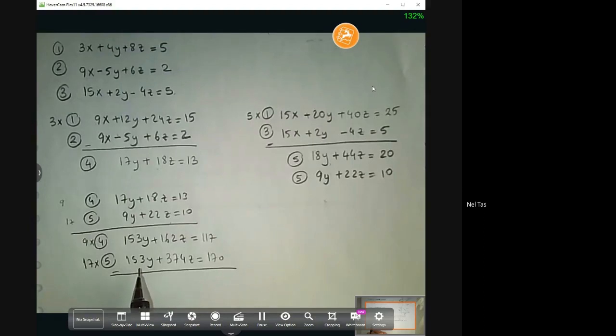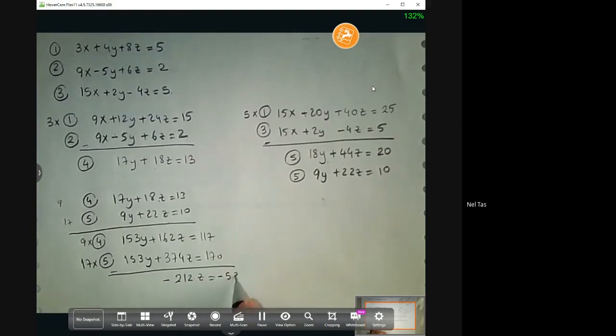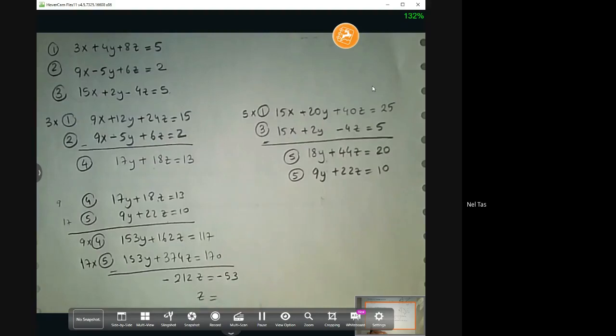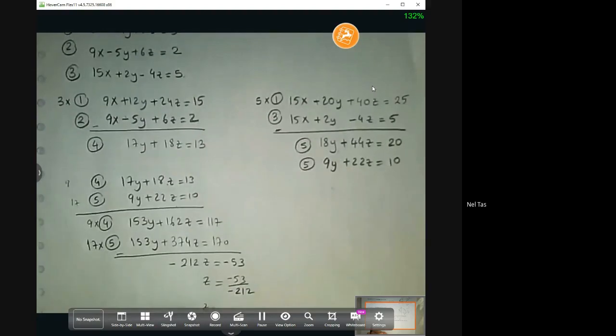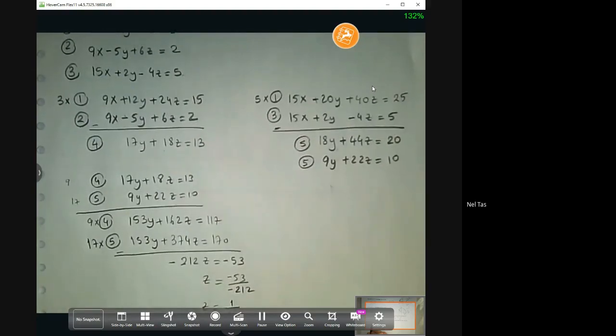153y minus 153y gives you 0. 162z minus 374z. So negative 212z. 117 minus 170, negative 53. So z equals, right? So you get negative 53 over negative 212. If you simplify that, you get 1 over 4.